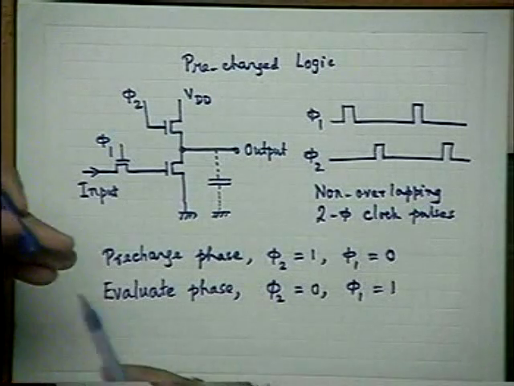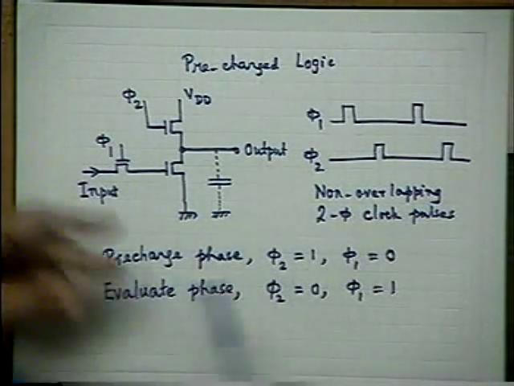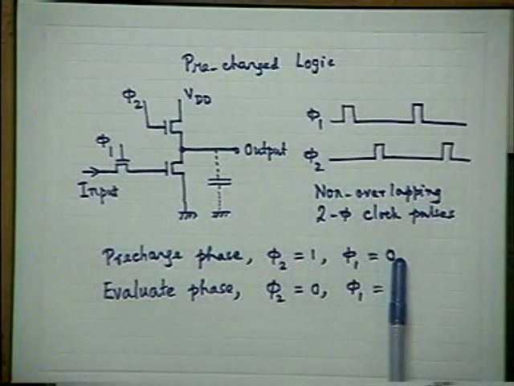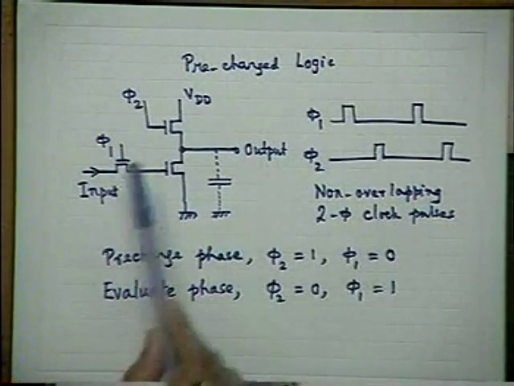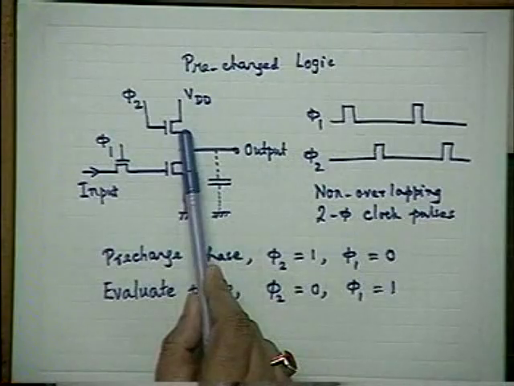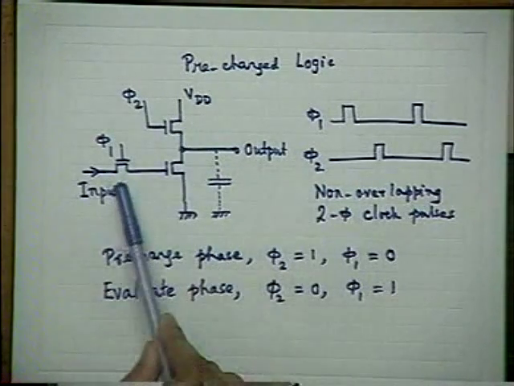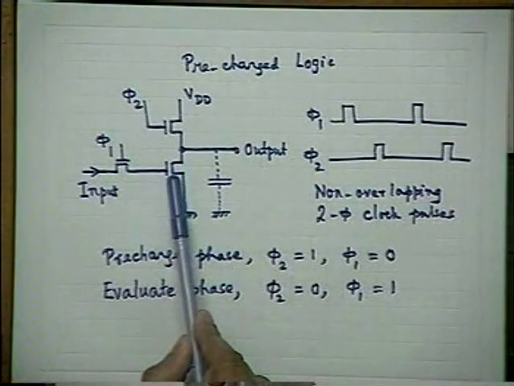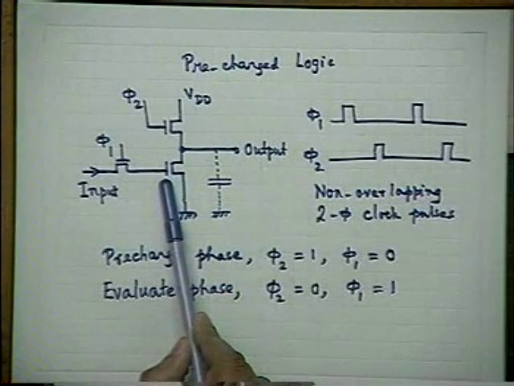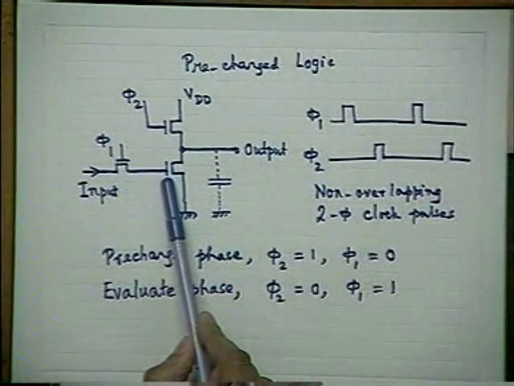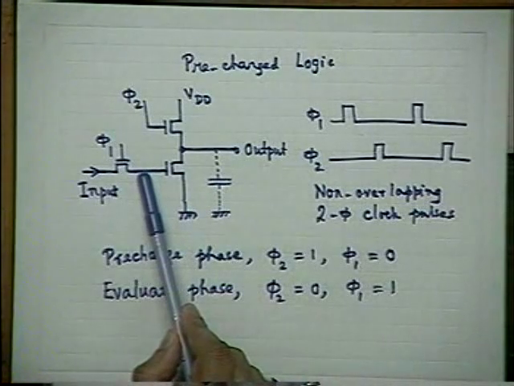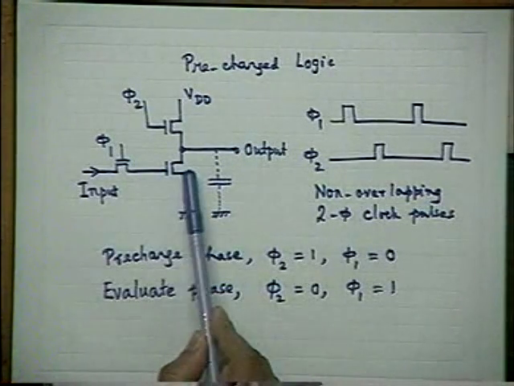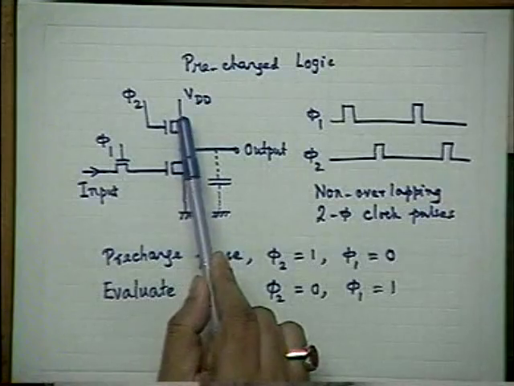You see that when phi 2 is high and phi 1 is low, this transistor is off, whereas this transistor is on. This transistor being off means the so-called driver transistor may be off or on, depending on what voltage was there just at the earlier cycle. So it may be on or off, it does not matter. But this transistor is on.